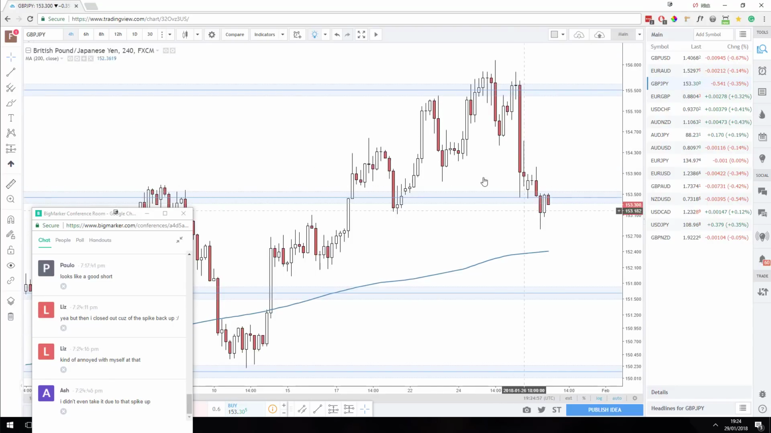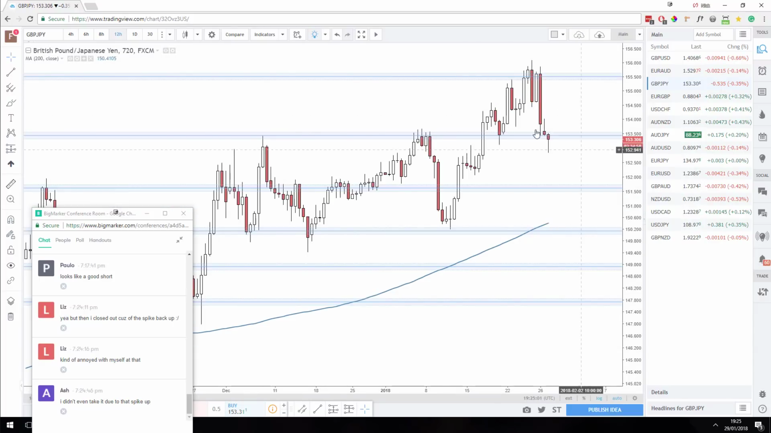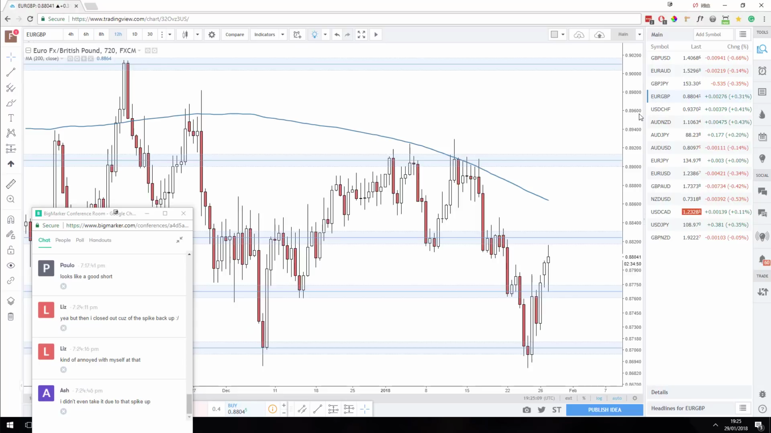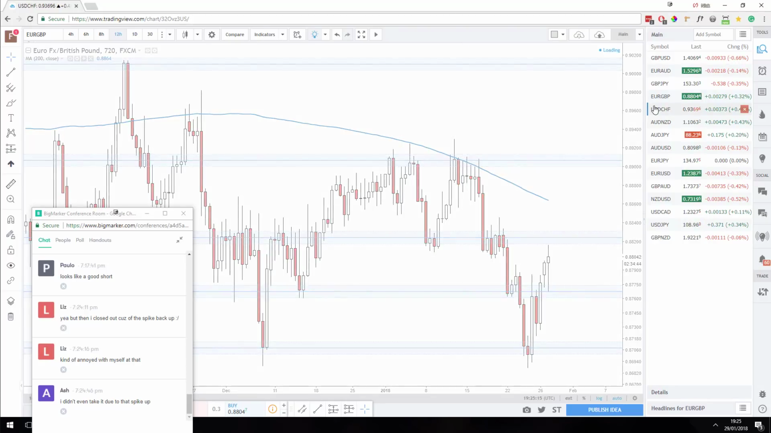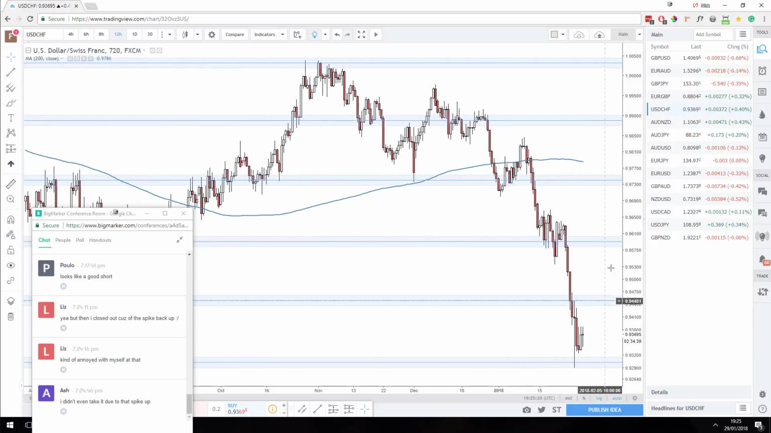GBPJPY sitting on this support area. I think it was the 12 hour that looked good. You know, this could give us a nice little continuation trade, but right now we need to wait for the candle to close at the very least. And I think that was pretty much it, wasn't it? There were a few other things where we were watching support resistance areas for moves up. But mostly it's in between support resistance.